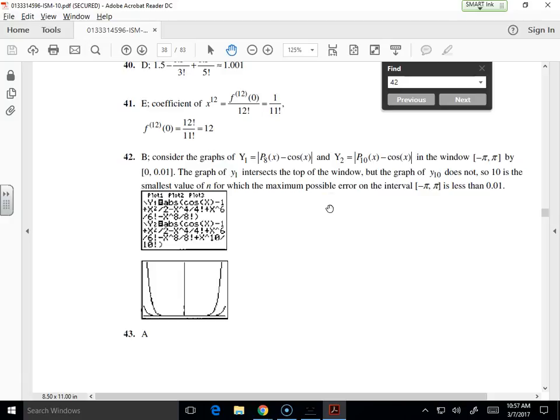So 10 is the smallest value of n for which the maximum, so 10. You see it in the second line far right? Yeah. How do you get n there? n equals 10. How do you get there?